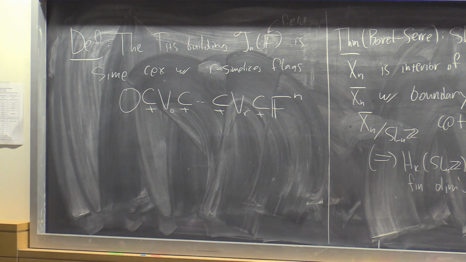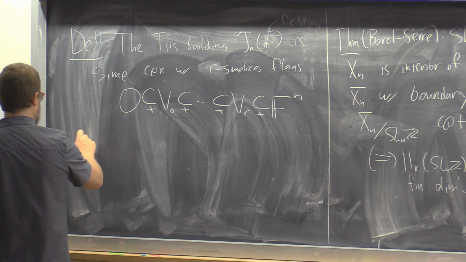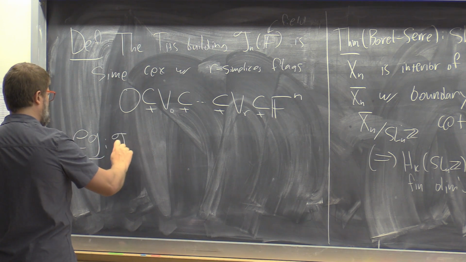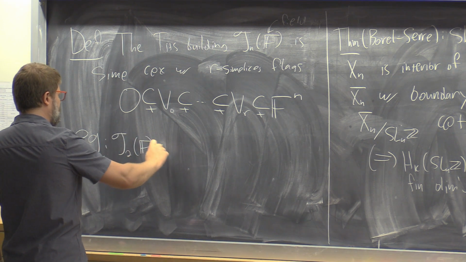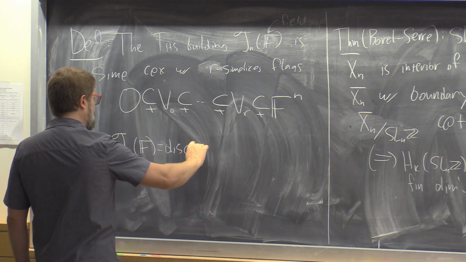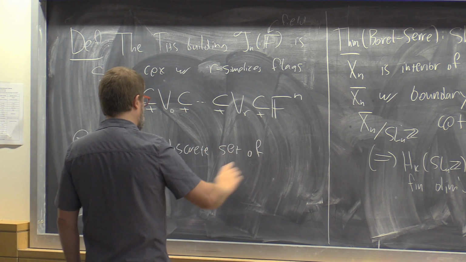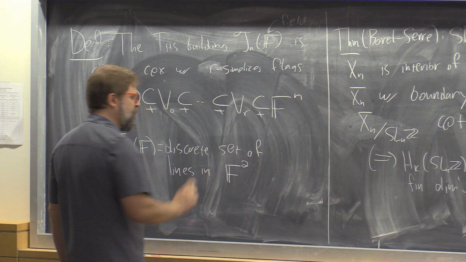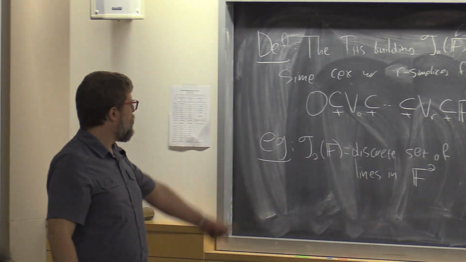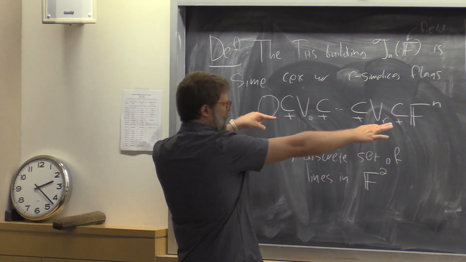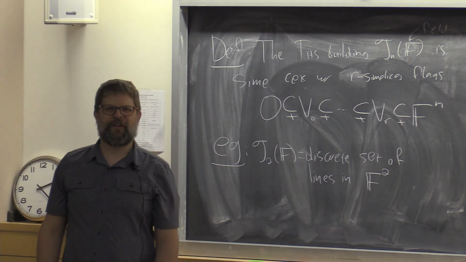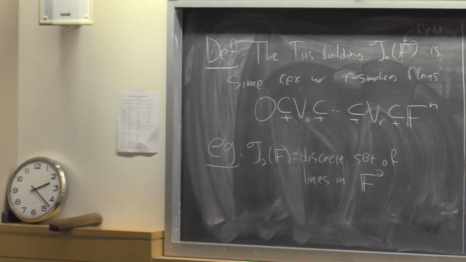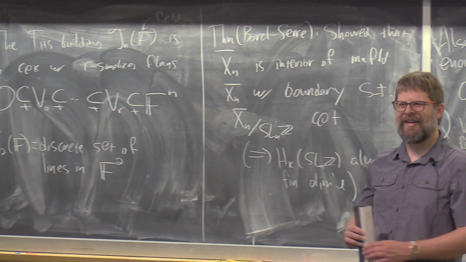So for n equals 2, T_2 of F is the discrete set of lines in F^2, right? There's no flag of lines in a plane that are properly contained inside F^2, right? So this is literally just projective space. It's the projective set, right?